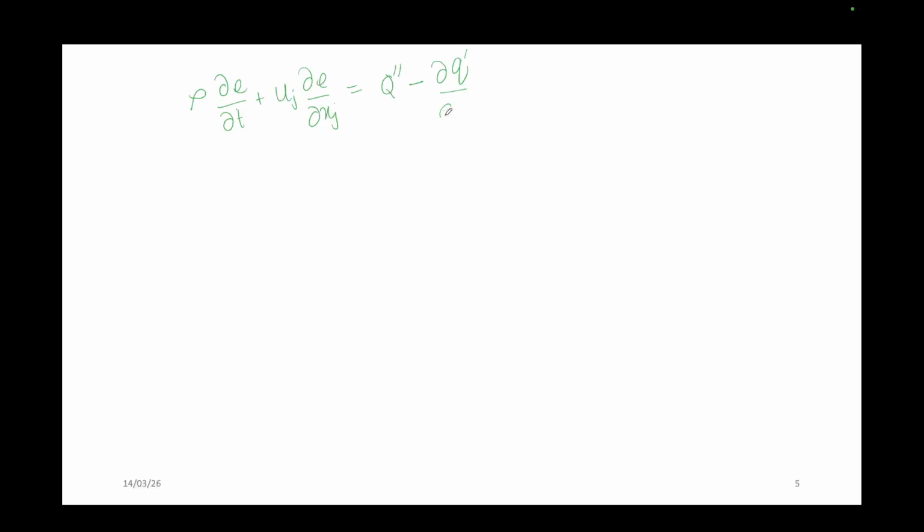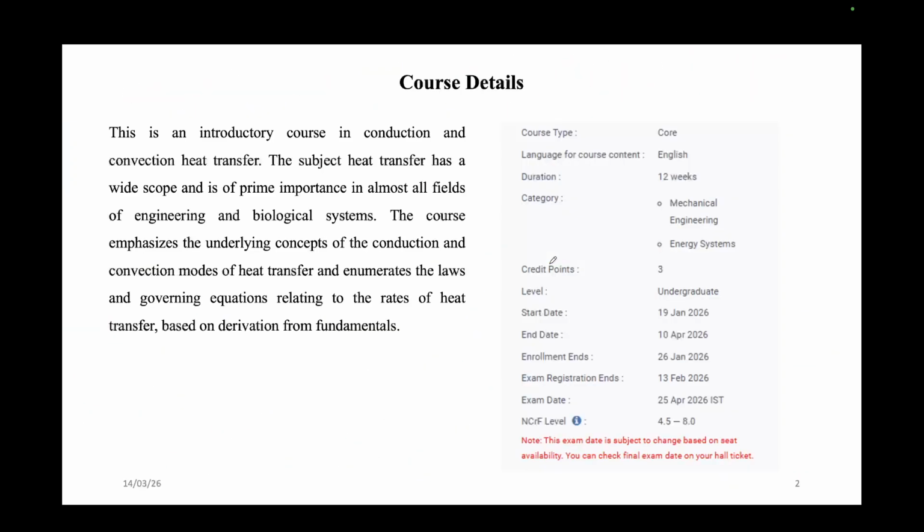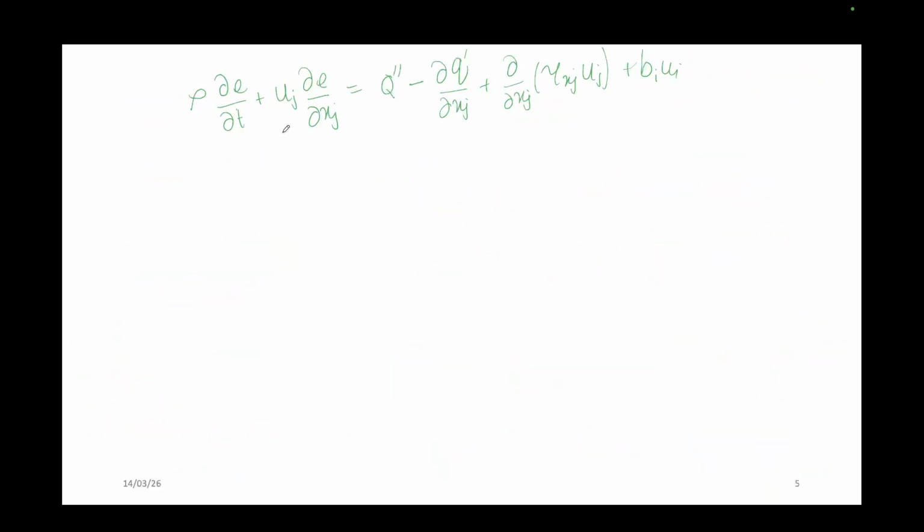This is the heat flux term. We have talked about the first, the heat generation term. This is the heat flux term. Plus we have also talked about the shear stress term, which is your tau xj, this is uj, plus bi ui. See, if you talk about this dE dt, from where does this come? This comes from this part: rho dE dt. That is the first term we got from here.